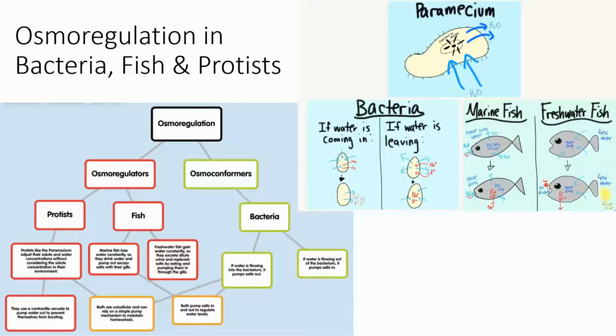Certain single-celled protists called paramecia actually live in freshwater, and they don't do what the freshwater fish do. They don't pee. Well, they kind of do. They have a contractile vacuole that absorbs all the water in their body, and then they squeeze it to remove any excess water at the end.